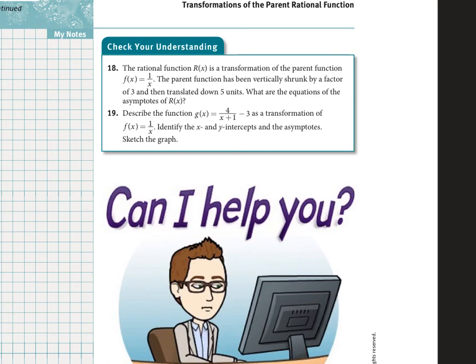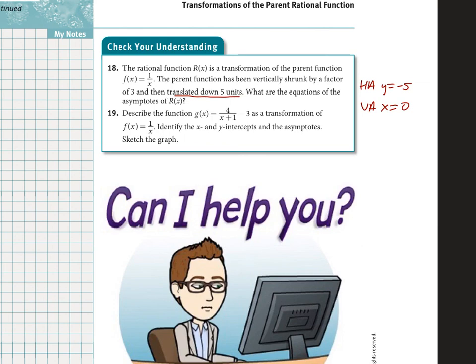With the rational function here, we can finish up with these last couple of questions just conceptually. If I'm looking at a rational function that's been vertically shrunk by a factor of 3 and then translated down 5, where are the asymptotes? What we've learned from this unit is that the vertical and horizontal stretches don't move the asymptotes, but only the translations do. So I'm looking at just this down 5 units. So that's going to move my horizontal asymptote to y equals -5, but my vertical asymptote is going to stay at the original x equals 0.